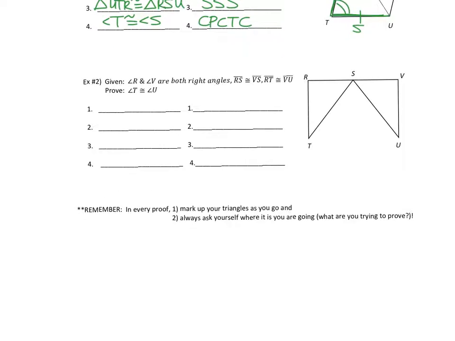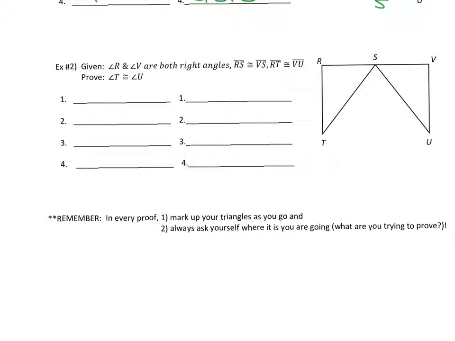Okay, let's look at this one. Given that angle R and angle V are both right angles, so they tell us R is a right angle and V is a right angle. We're also given that RS is congruent to VS, so mark those congruent, and we're given that RT is congruent to VU. Okay, mark up what you know. All of that was our given.